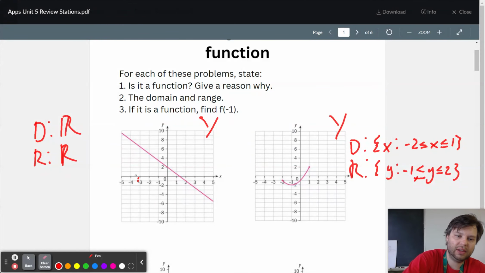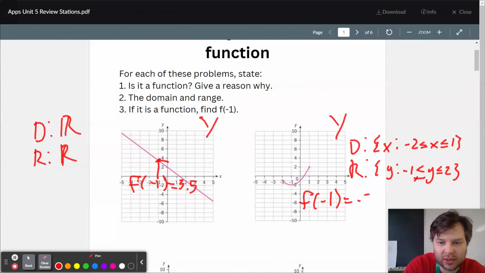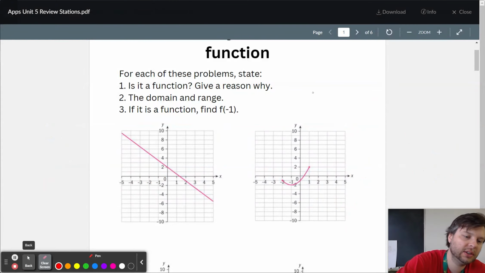The value of f of -1 is about 3.5 for this one, because when I go to x equals -1, my y value is about 3.5. The value of f of -1 on this picture is -2, because when I go to x equals -1, my graph is at -2. Let's take a look at the other two.